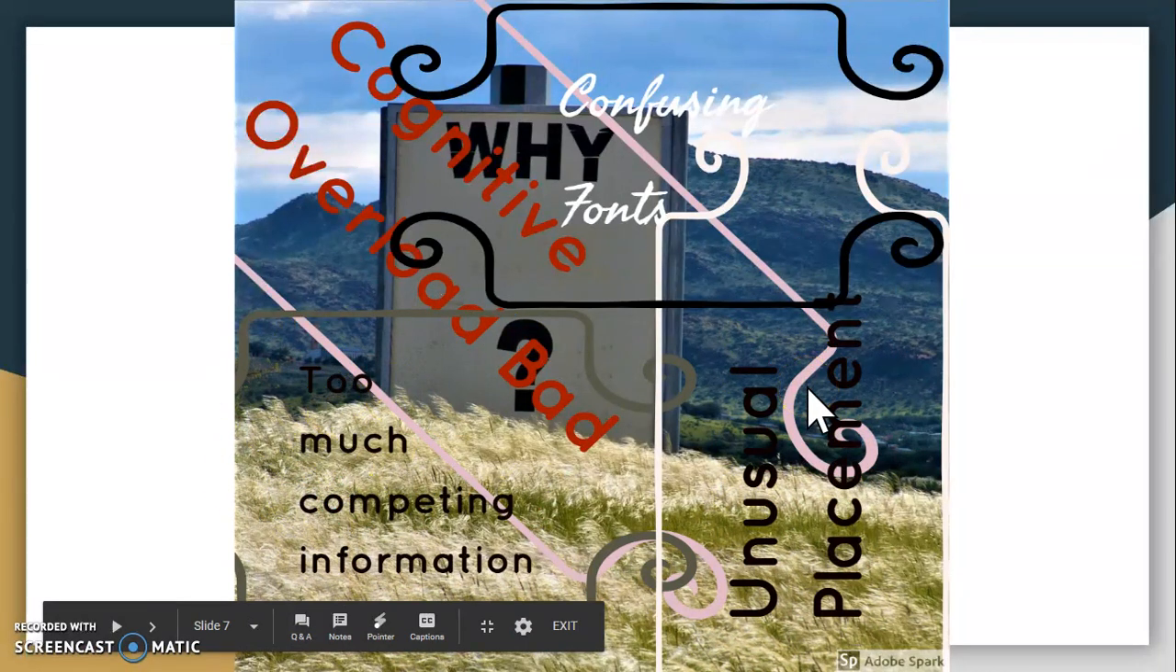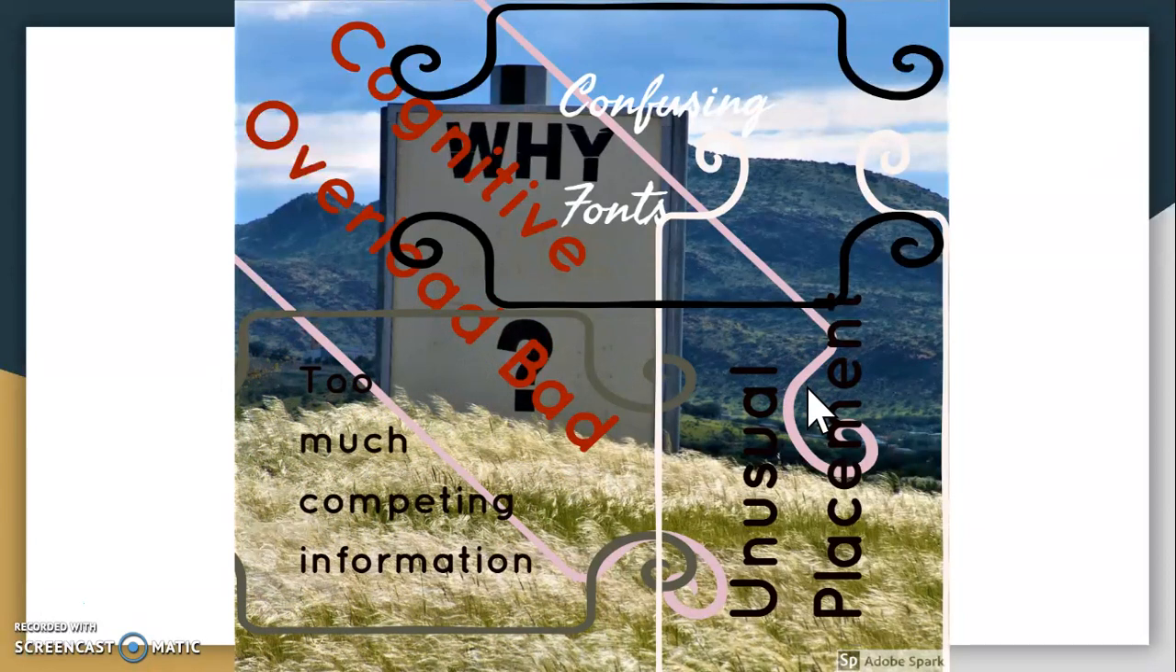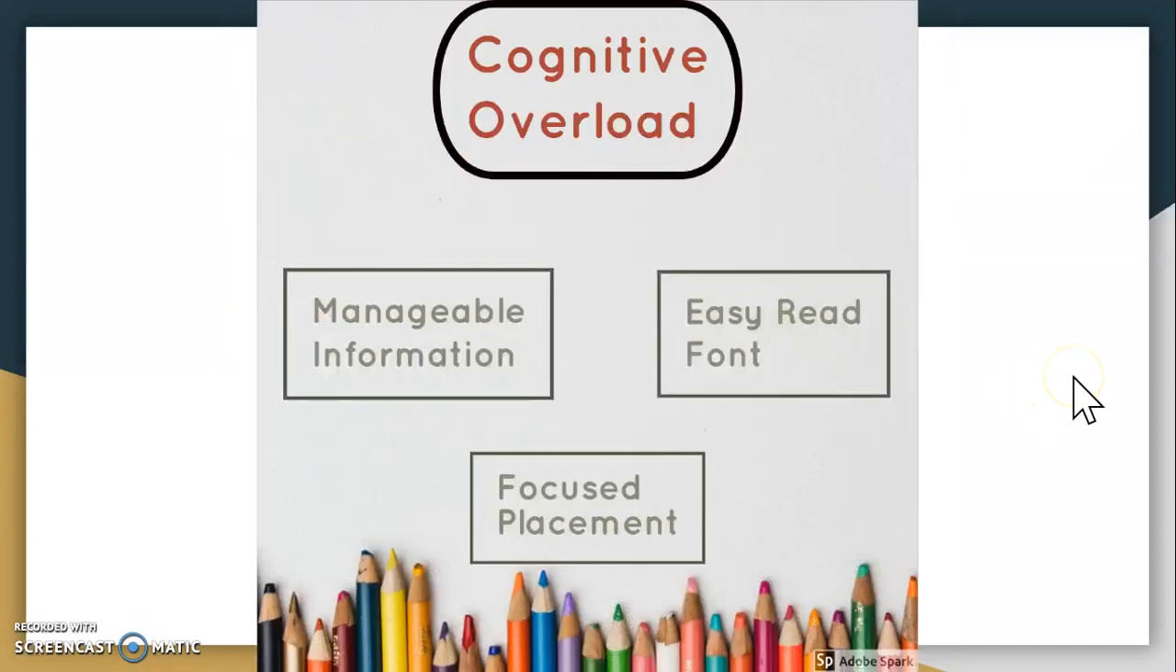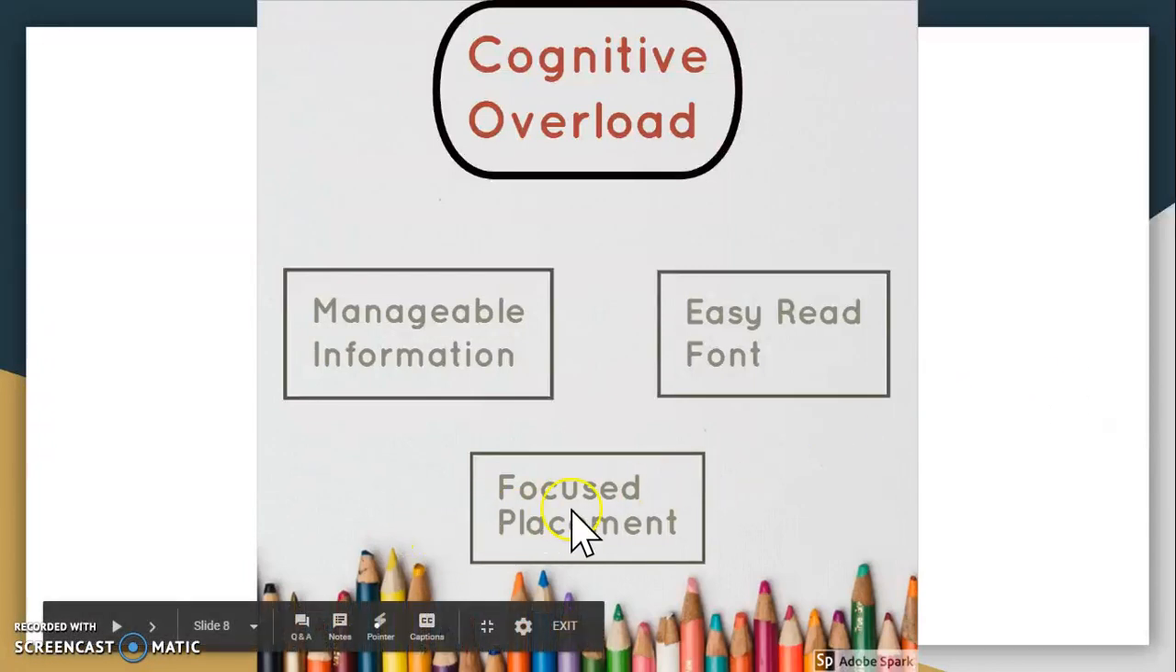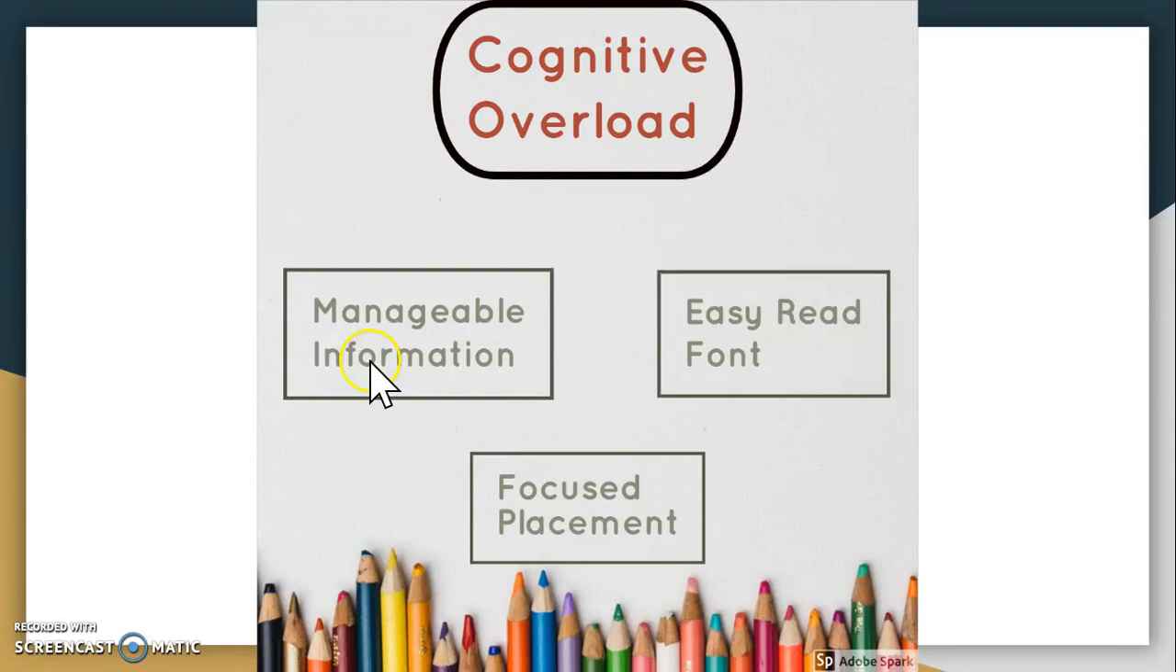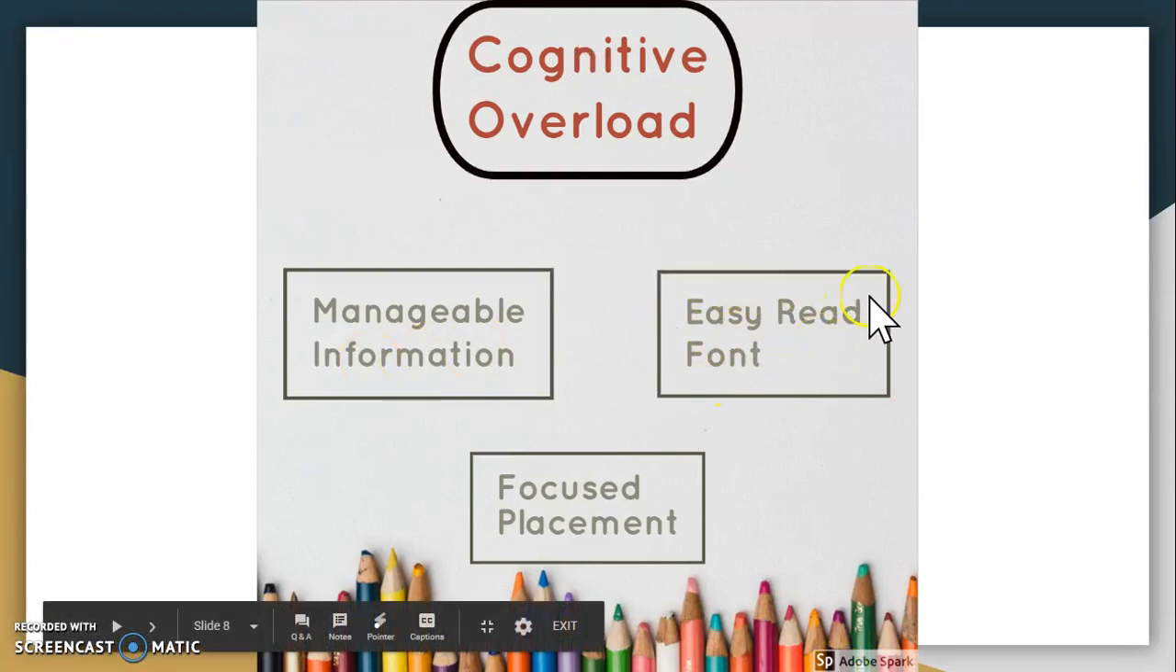Now we're going to look at the same information but on a more presentable graphic. So right here, it's very basic. At the top, it says cognitive overload. Well, that's what we're discussing. I have focused placement for all three of my topics that I wanted to discuss. I have manageable information, so it's a very small amount of information and an easy to read font. The graphic I chose to go with this is just very simple and it's not in the way, it's not overbearing or anything else.